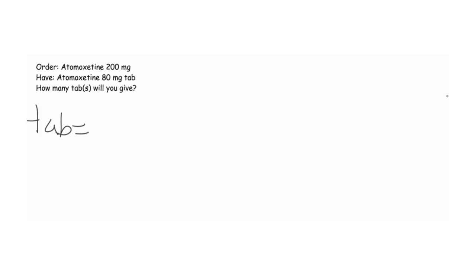So tablets equal. And then you want to start, when you're building your equation, which is what dimensional analysis is, building an equation. You're going to start with what you're looking for, which is the tablet in this case. So that's what you're going to put in the first set of your equation. One tablet is 80 milligram.